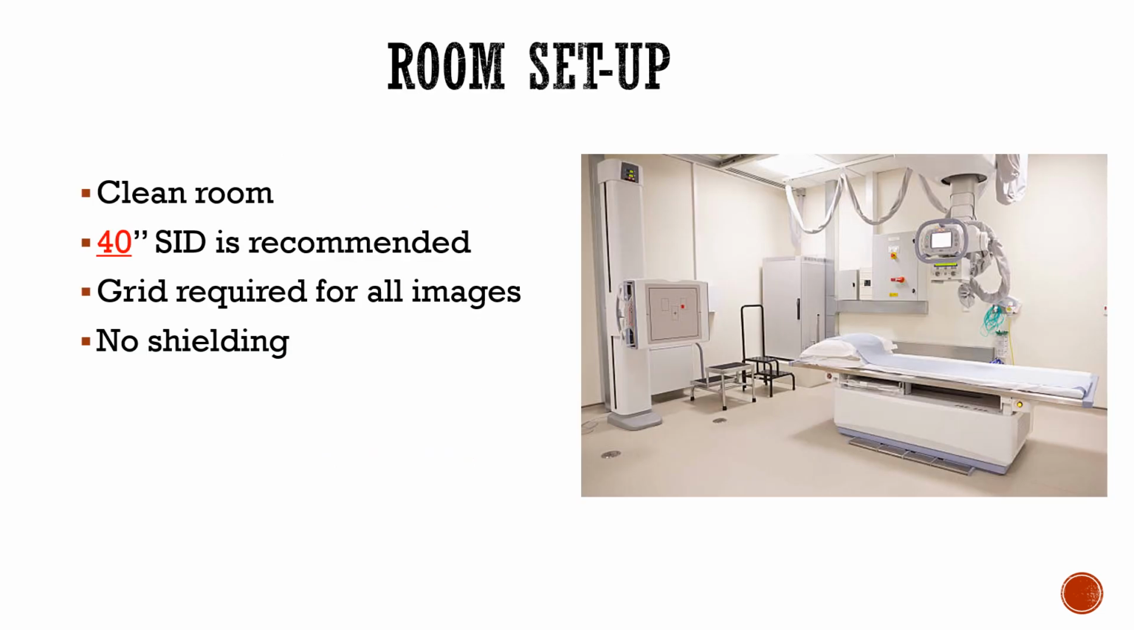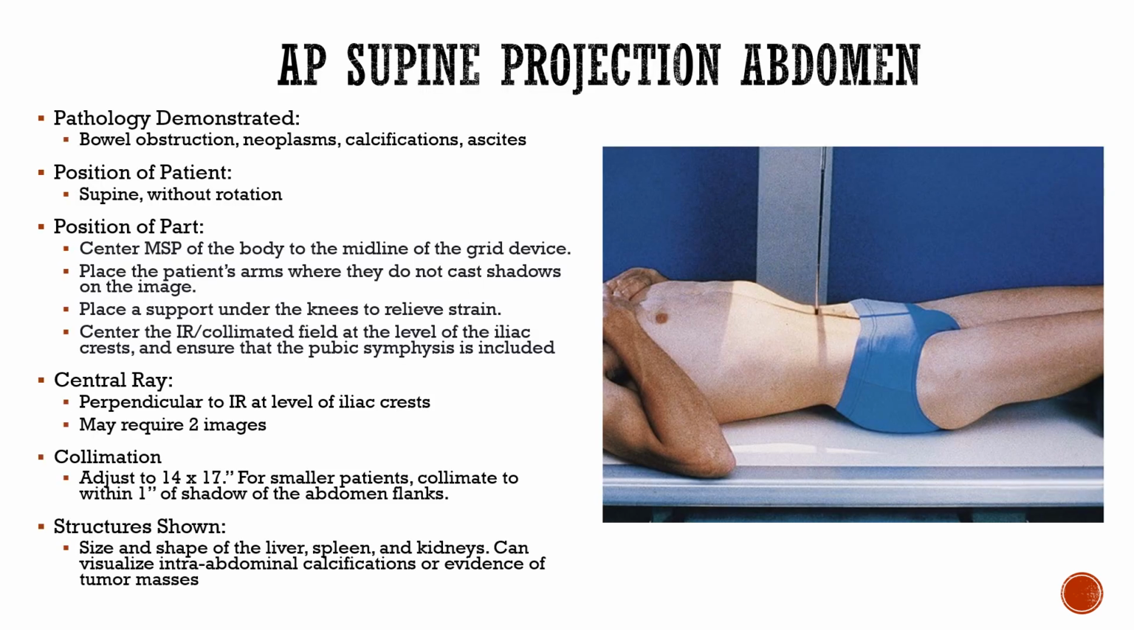So we want to have a clean room. We want to have 40-inch SIDs recommended. We want to use a grid for all images, and we do not want to shield. On the AP supine, this will not show air fluid levels. So we're going to use this for perhaps bowel obstruction, neoplasms, calcifications, or ascites.